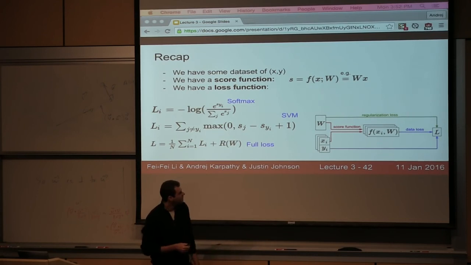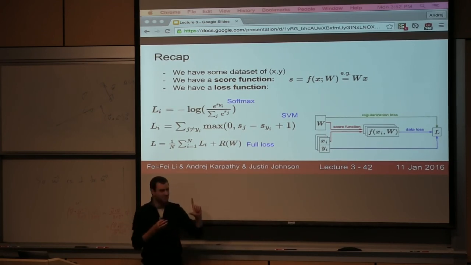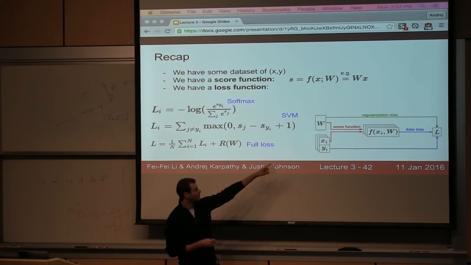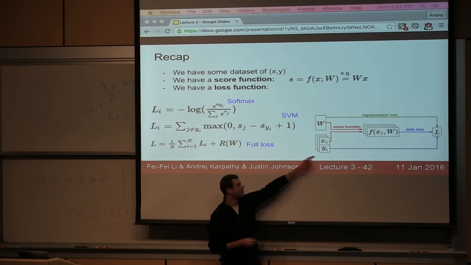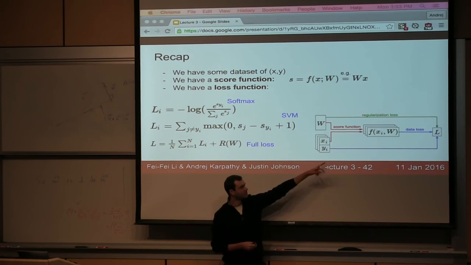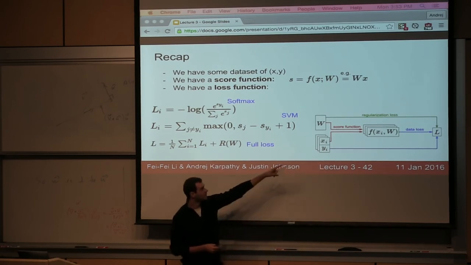I don't think it's a very good diagram. And there's something confusing about it that I can't remember from last year. But basically, you have this data x and y, your images and your labels. And there's w. And we're computing the scores and getting the loss. And the regularization loss is only a function of the weights, not of the data.